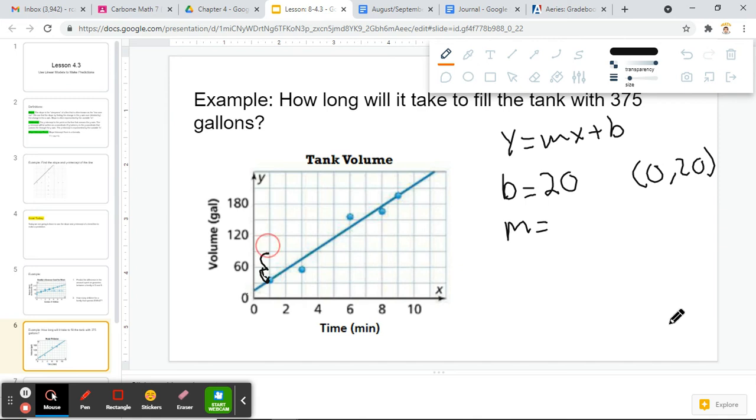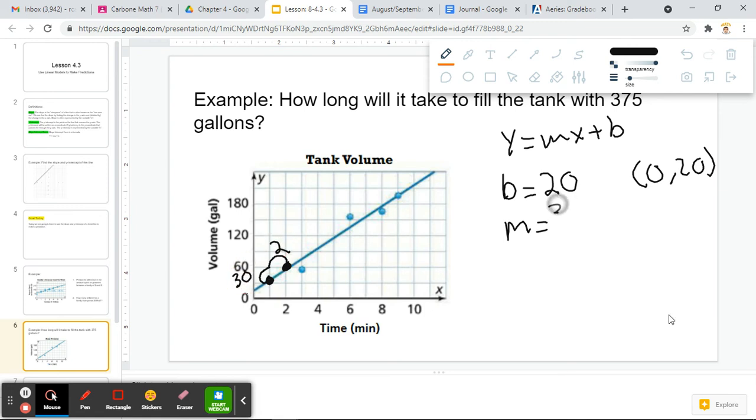30, 60. Let's just choose these two points right here. These are closer, so let's choose this point and this point. When we're going up here, we're going up from 30 to 60, so that would be 30 right there. And then we're going over from 1 to 2. So the distance going up is 30, and the distance going over is 2.